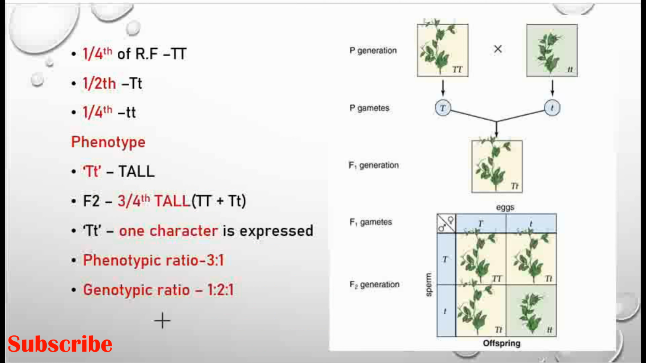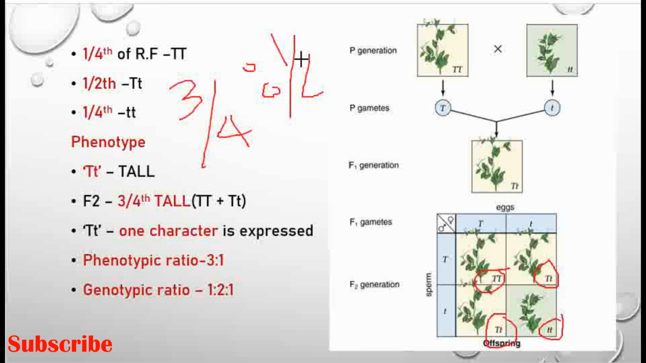So to calculate the phenotypic ratio, I said that 3/4 plants are tall. So how many plants are tall? Let's count. So 1, 2, 3. So this one is a dwarf plant. So we got the ratio as 3/4 plants are tall. And how many dwarf plants are there? It is 1, right? So we write it as 1/4.